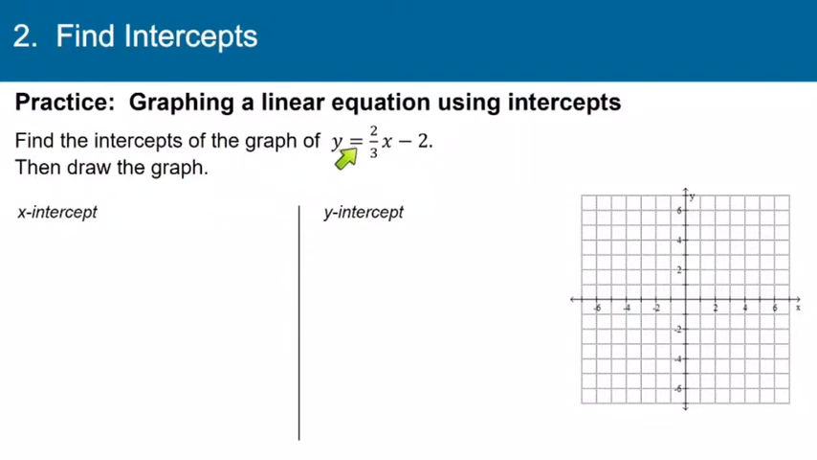Now here is a similar equation for you to try to graph on your own. This one is y equals 2/3 x minus 2. So you can see this one is not in standard form either, just like the last one. So pause the video and see if you can, on your own, find the x-intercept and the y-intercept and draw the graph.